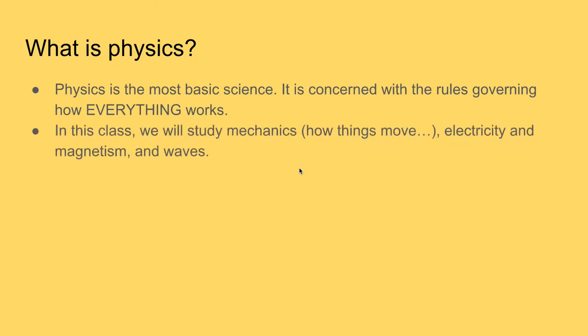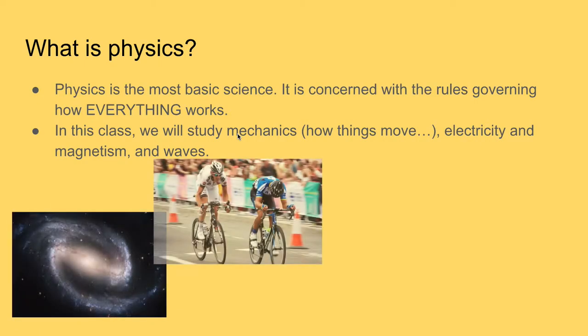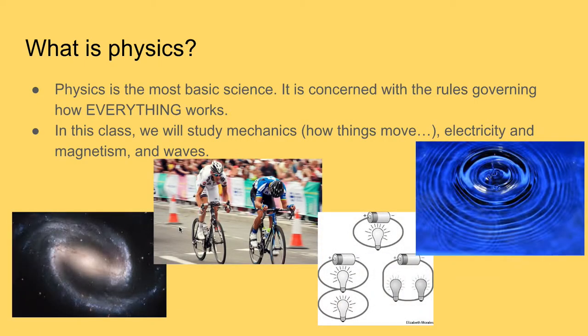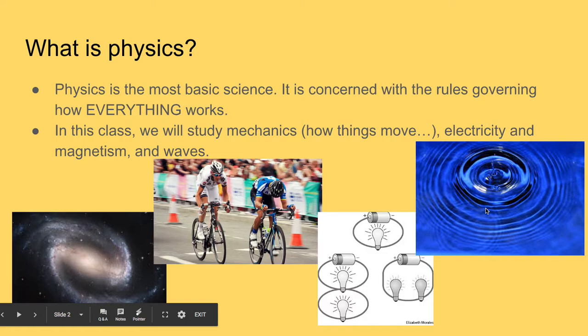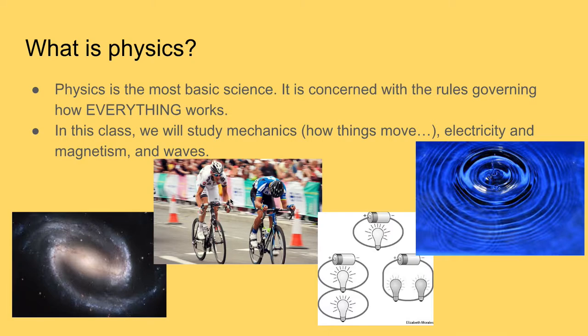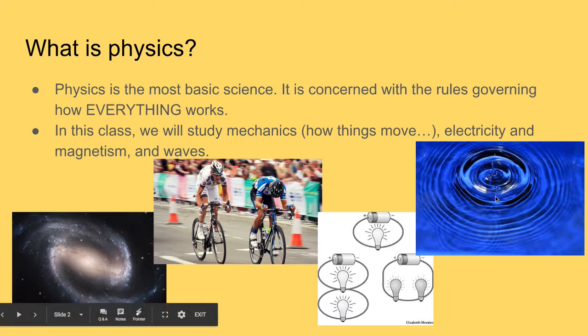In this class, we're going to be studying part of physics. We're going to be studying mechanics, mostly about how things move, electricity and magnetism, and waves. So these four pictures seem to be very different things. We have a galaxy, bike riders, little electrical circuits, and waves. But they're all physics. This has to do with motion or mechanics, the riding. The circuits are electricity. We've got waves over here. And this would be mechanics as well, the galaxy, because it's spinning.